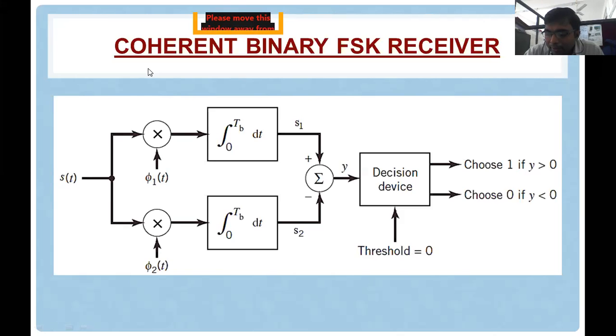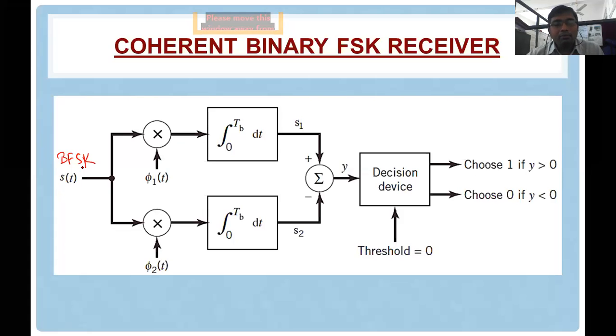Everyone please note down, there are two different techniques to receive or detect the FSK signals. One is the coherent BFSK receiver. Here you can see S(t) is nothing but the BFSK signal that we generated yesterday. This S(t) is passed through the channel, some noise is added, and then it is received by the receiver section.